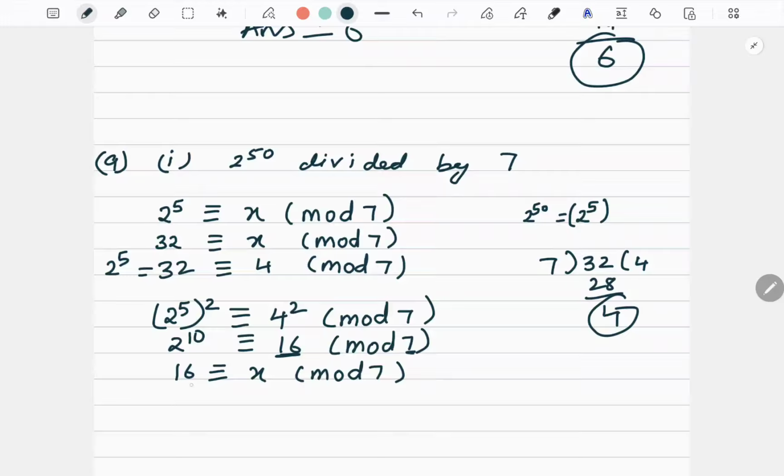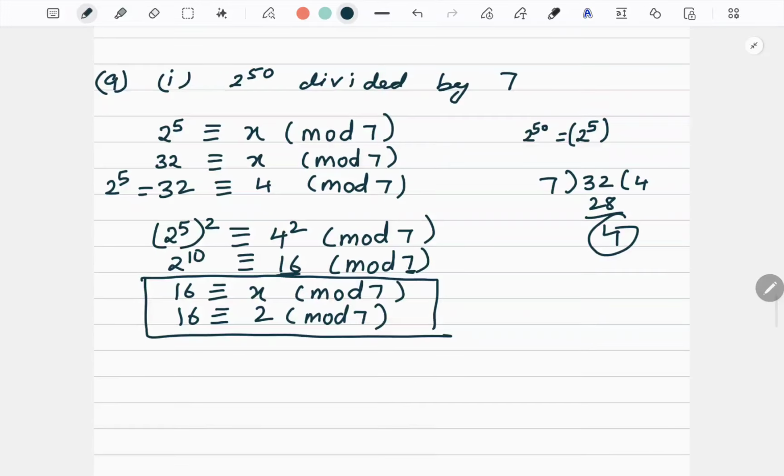So now what should I subtract from 16 so that it becomes divisible by 7? Again think of the table of 7. 7 1s are 7, 7 2s are 14. 14 is how far from 16? 2 steps. Right? So I should put 2 here. So I'll have 16 congruent 2 mod 7. So basically this was just to reduce my 16. So now I have reduced 16, so again I'll go back to my question. In place of 16 I can write 2 mod 7.